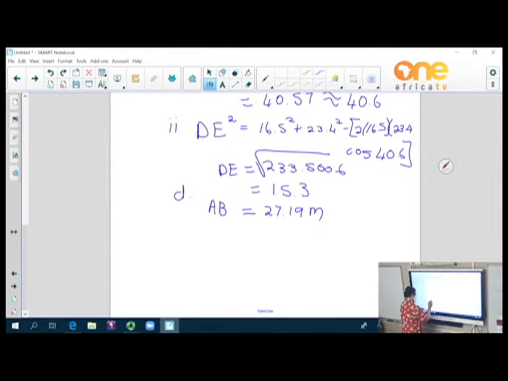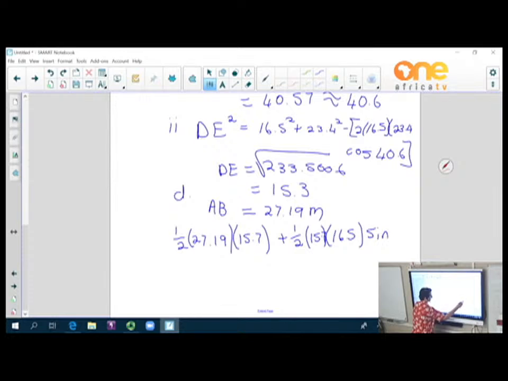So you'll have to add those areas. So it is a half of 27.19, because those two must be perpendicular. That's why I need AB, and the 15.7. This is in a right angle triangle. And then the second one is now not a right angle triangle. So it's a half BC, 15.7 times the 16.5 sine 79.46. Remember, two sides and the included angle.